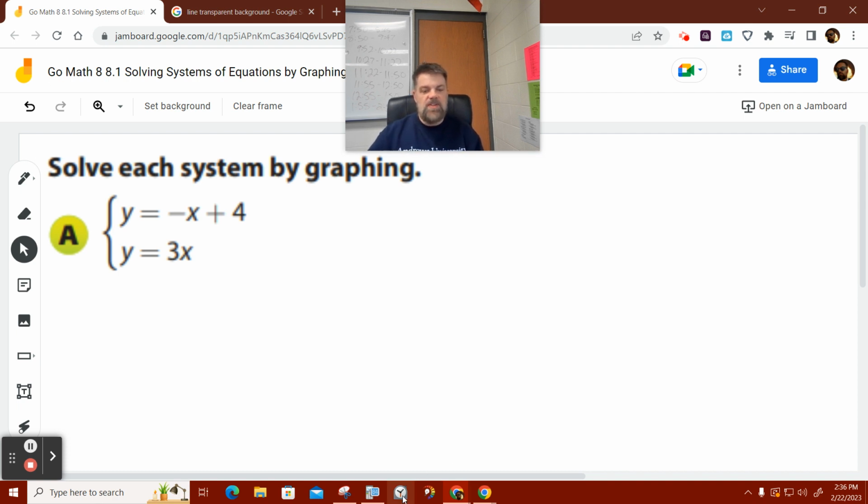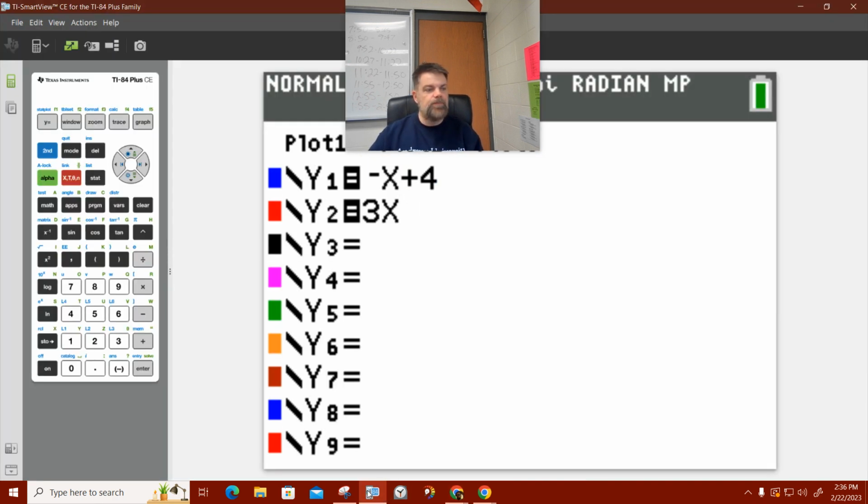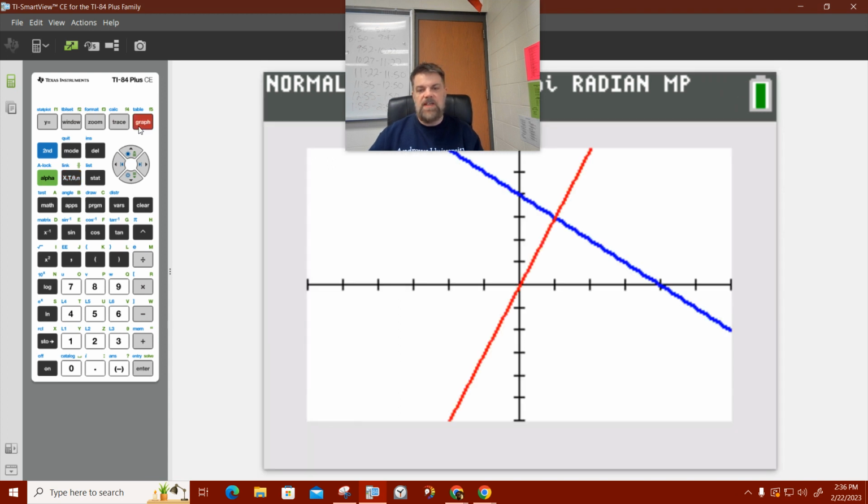Oh, I got to graph this. So I got them both in there. I'm going to leave the window the same, so I'm going to hit graph. Now, what does it look like the intersection is? What does that intersection look like to you guys? I'm talking about the x comma y, the point. Yeah, it's probably 1 comma 3.